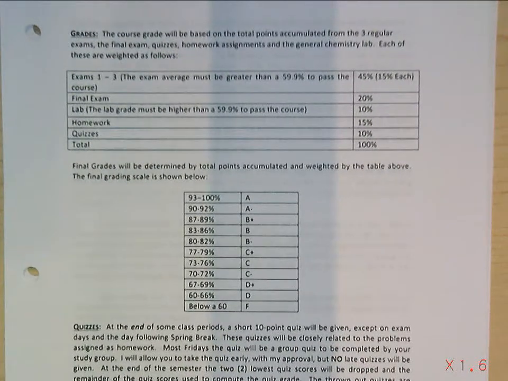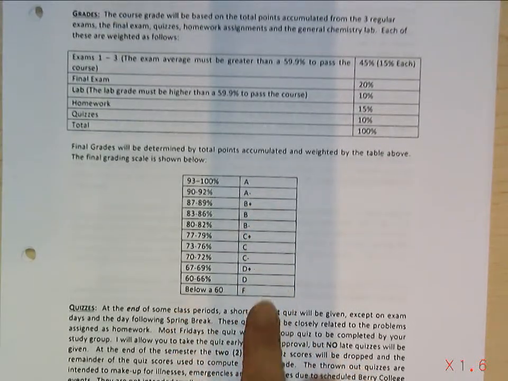Here is the grade breakdown. Exams are worth 15% each. The final exam is slightly more because it is cumulative. Lab is 10%, the Mastering Chemistry is 15%, and the quizzes are about 10%. And then the official breakdown of grades.